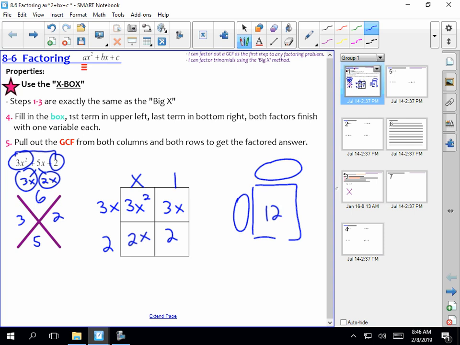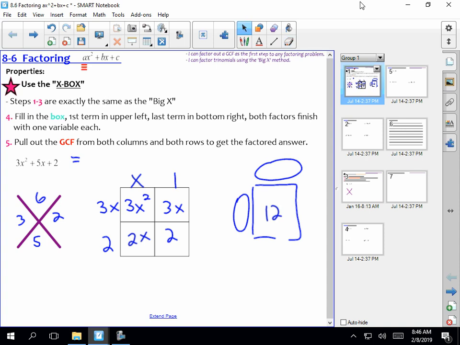So here's what we're saying. This quadratic trinomial, 3x squared plus 5x plus 2, let's erase all this stuff and bring it back to its original state, is equal to x plus 1 times 3x plus 2. If I were to multiply these, I would get right back to the original problem.